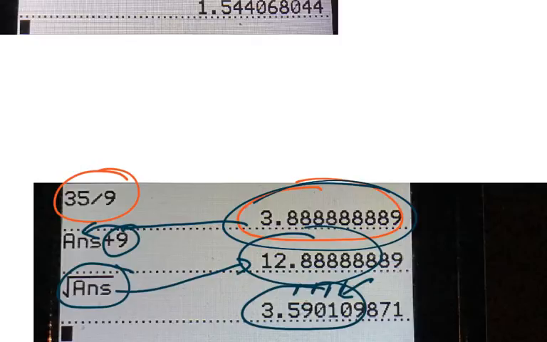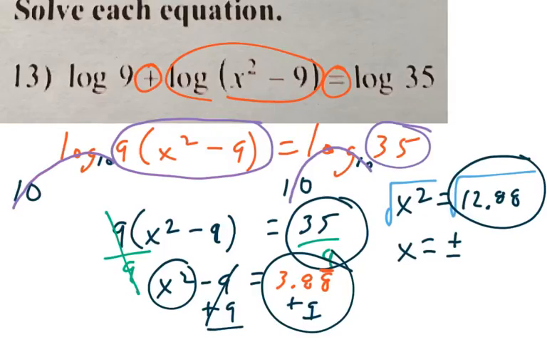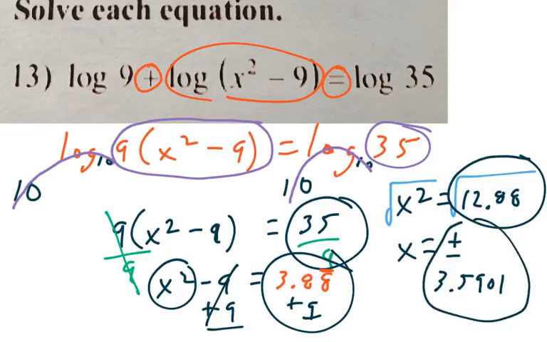Sometimes they'll say 10,000ths place, but generally discuss that with your teacher, or hopefully you already know. In this case, we're going to the 4th decimal place. So our answer is 3.5901. Now, guys, don't forget it's both positive and negative. Okay? And there's your answers.